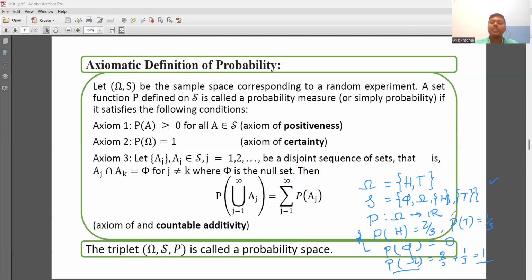Then there may be a question: why do we take the probability of head equal to half? The answer to that question is related to the assignment of probability. That is the next thing we are going to discuss. Let me erase this.